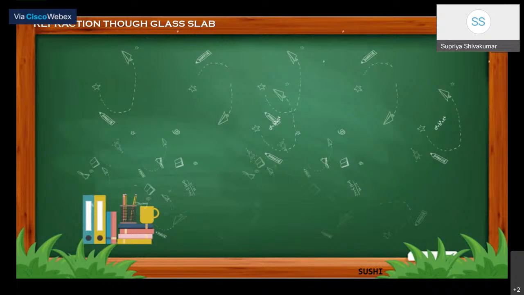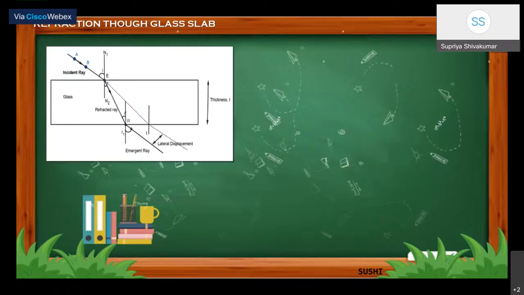Next topic that we will be learning in our chapter is refraction through a glass slab. I hope everybody has seen a glass slab. Now our question is, how does refraction happen when a ray of light travels through a glass slab? You know that in a glass slab, we have two interfaces, one at the first surface and the other one at the lower one.